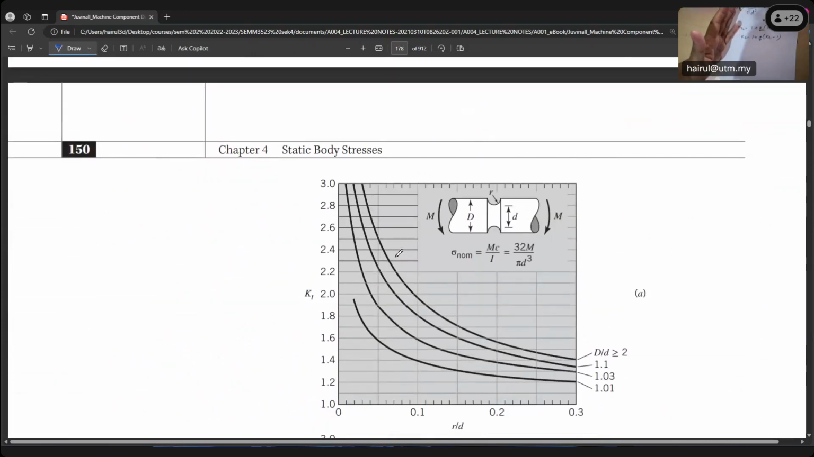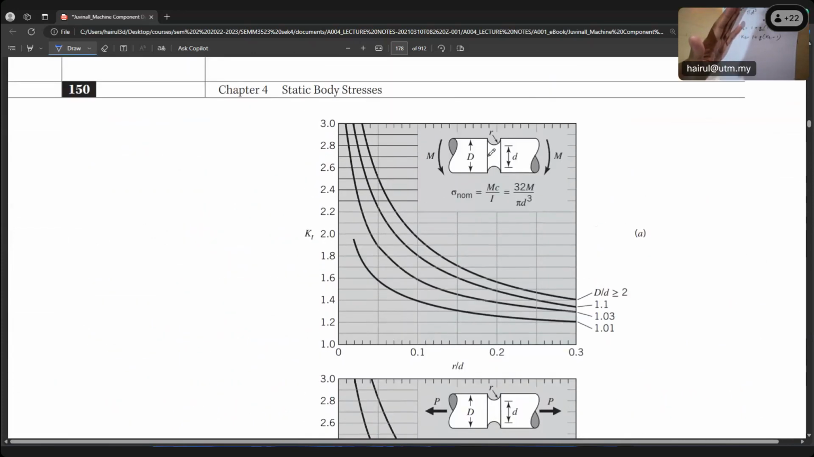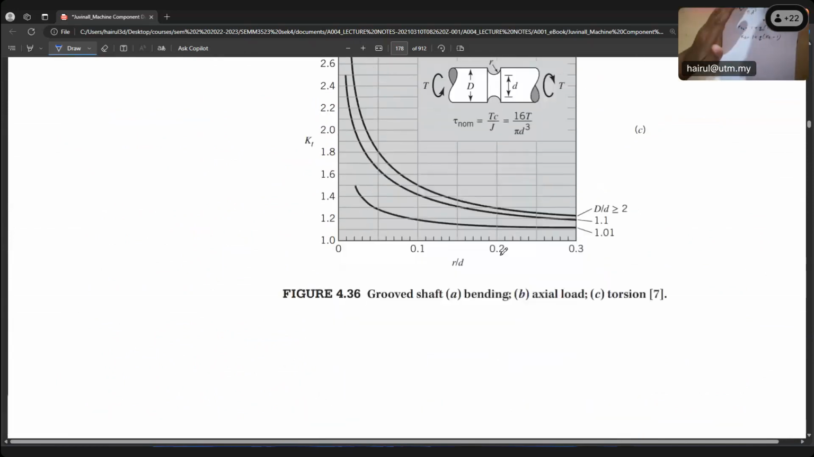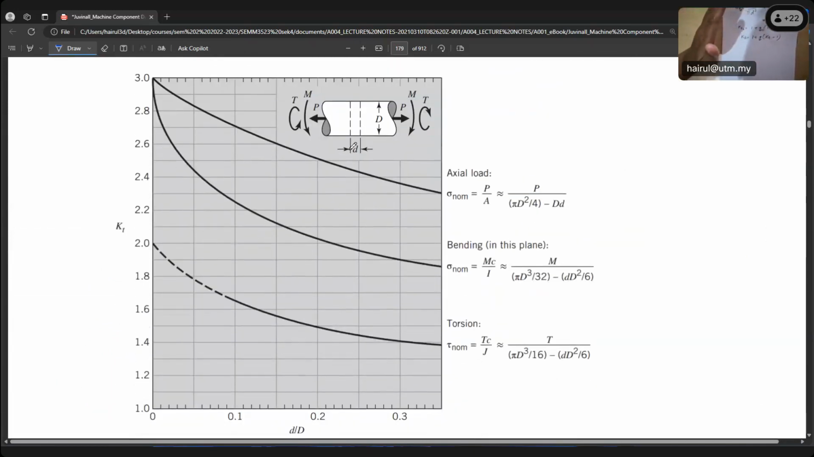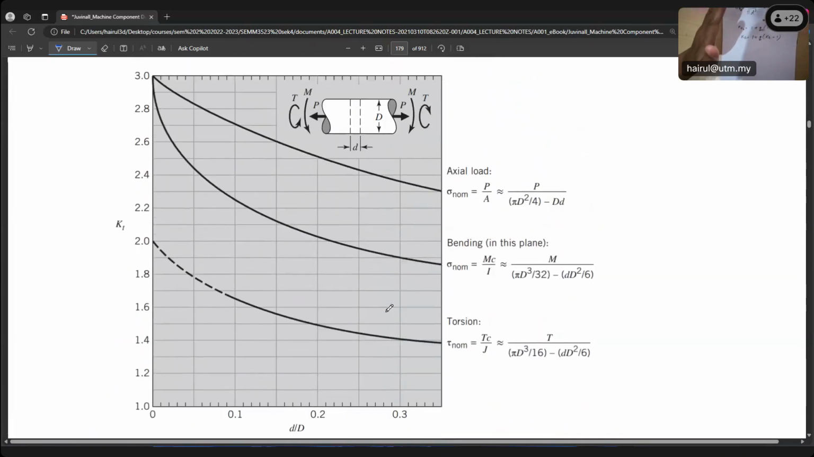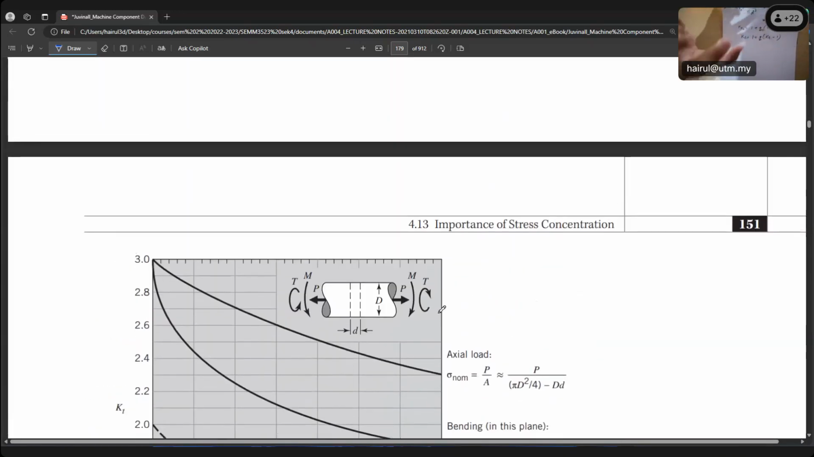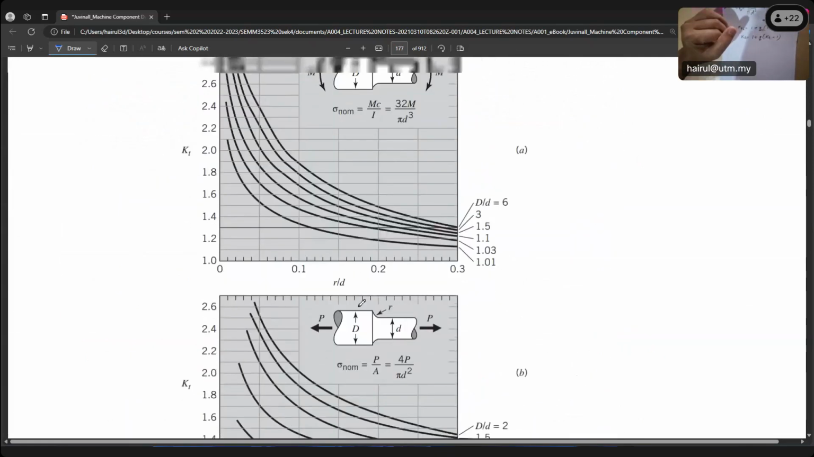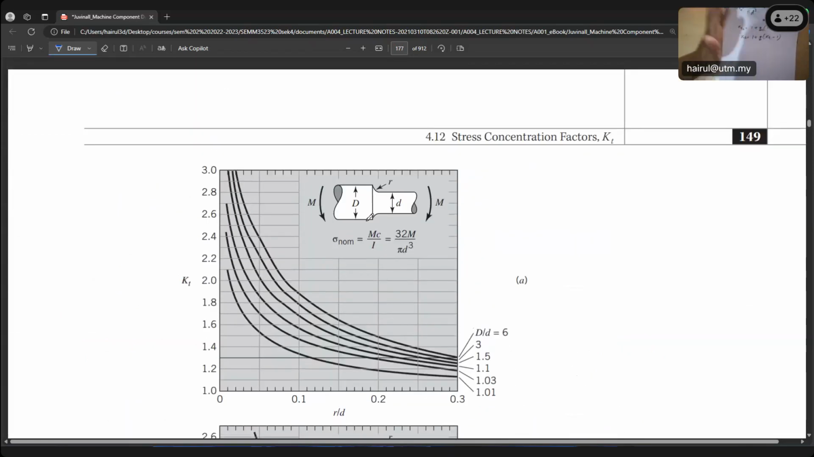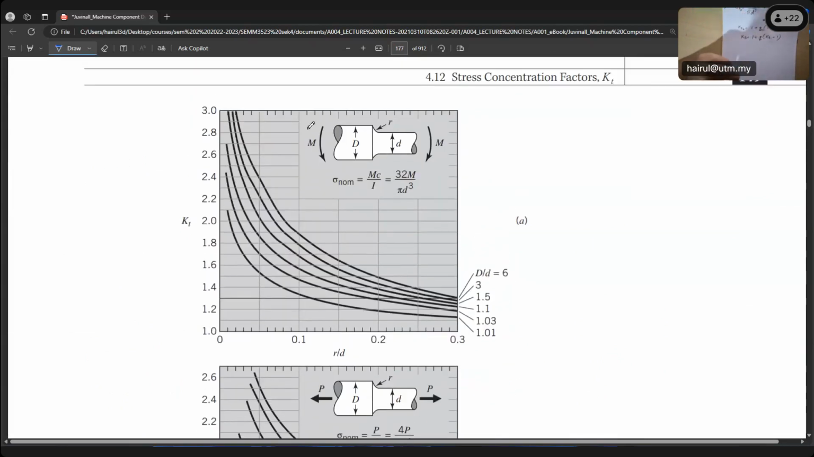The second graph here is based on a notch or groove. Remember, we have a groove on the left. This one is for holes, but only rarely do we have holes drilled through the shaft. In our case, we focus on bending because this is at the shoulder. For the shoulder, part A is for bending. Can you see the moment? B-E-N-D, this is for bending.